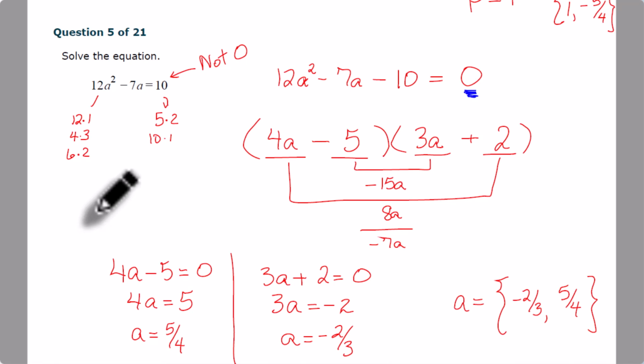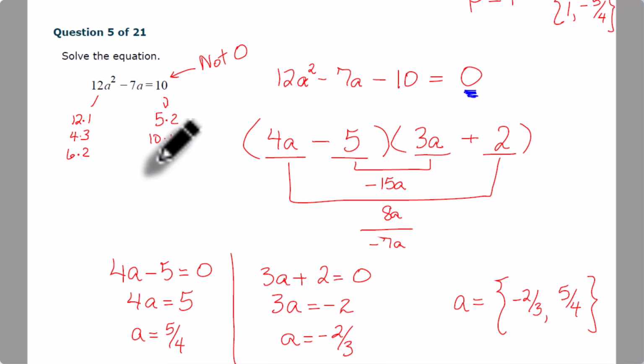All right, so let's see. Well, for this 12 in the front, I could have 12 and 1, 4 and 3, 6 and 2. This minus 10 on the end could be 5 and 2, 10 and 1, and I've got to adjust who gets the minus.